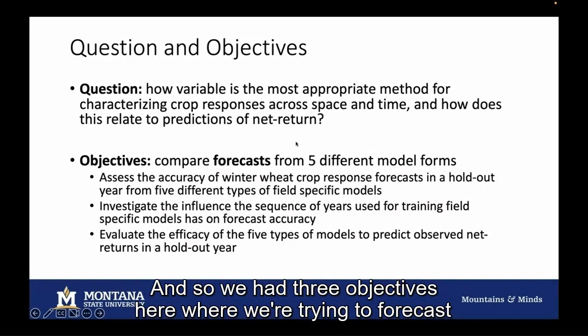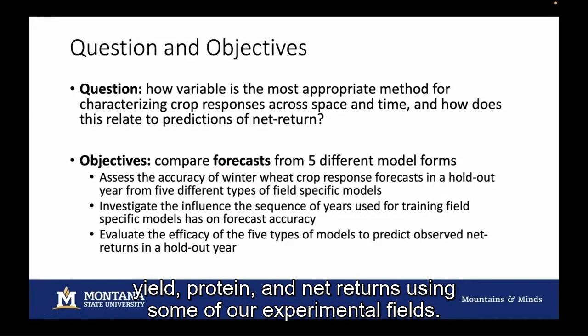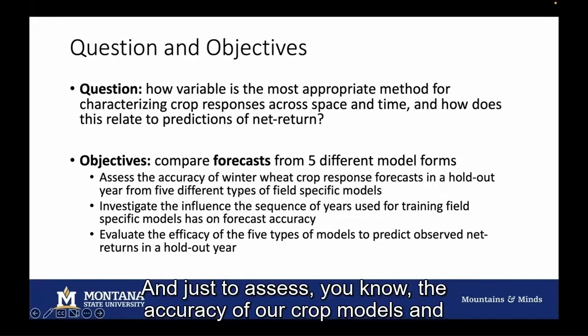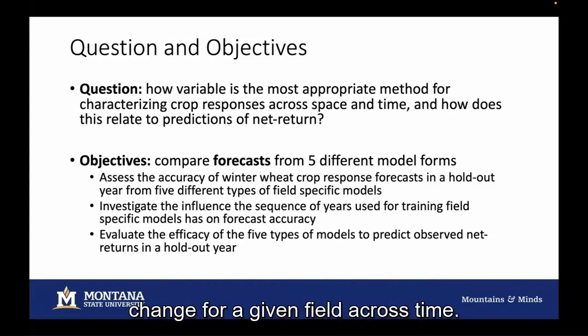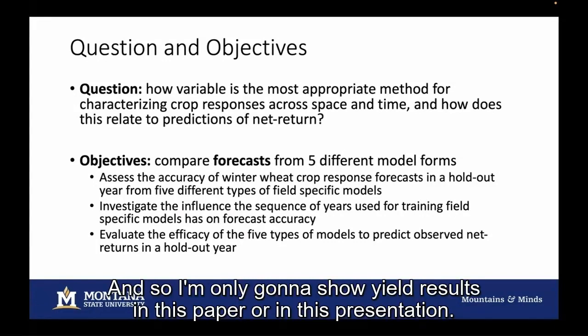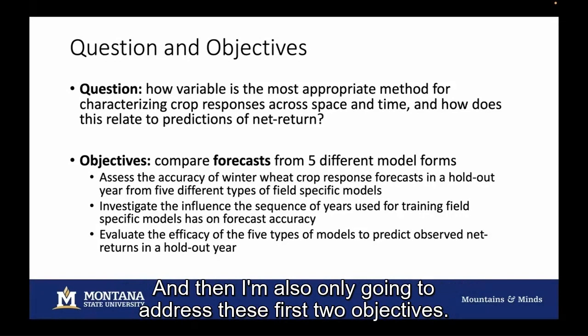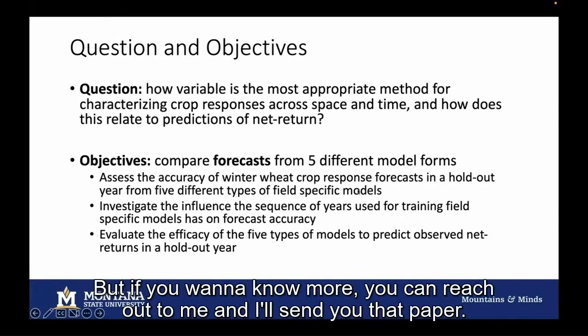And so we had three objectives here, where we're trying to forecast yield, protein, and net returns using some of our experimental fields, and to assess the accuracy of our crop models, how the most accurate model changes between fields, and how it changes for a given field across time. I'm only going to show yield results in this presentation, and I'm only going to address these first two objectives. But if you want to know more, you can reach out to me and I'll send you that paper.